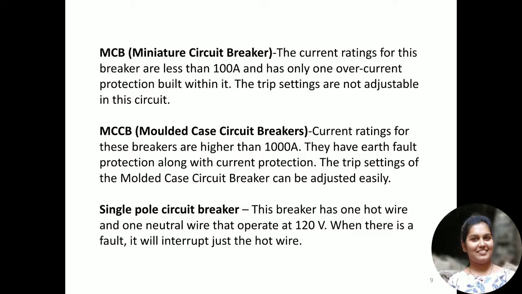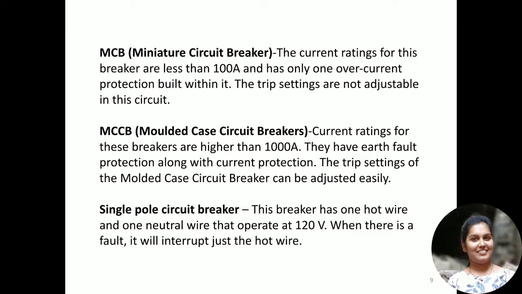Next one is MCCB, that is molded case circuit breakers. The current ratings of these breakers are higher than 1000 amperes. They have earth fault protection along with the current protection. The trip settings of the molded case circuit breakers can be adjusted easily, unlike what we see in MCBs. In contrast to that, trip setting adjustments can be done in MCCBs.